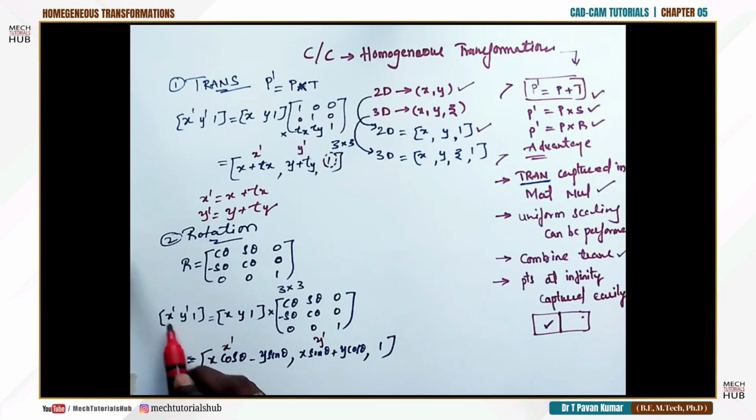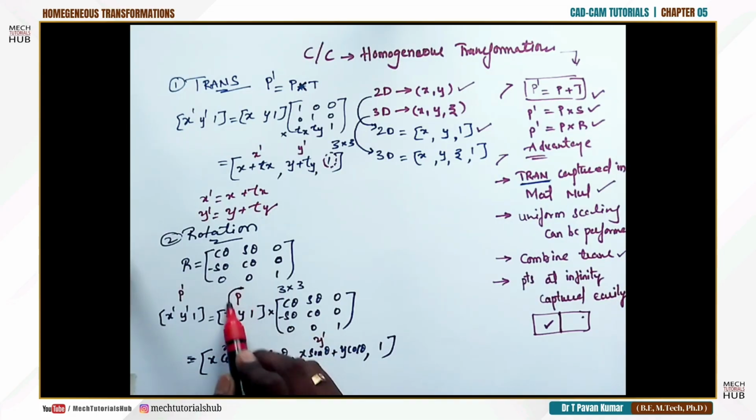Now x prime, y prime 1 is equal to p prime. Sorry, this is your p, simple p. Now x prime is equal to x cos theta minus y sin theta, y prime is equal to x sin theta plus y cos theta, and 1. This in no way is going to affect the complete matrix. This is your final matrix that you need to remember.